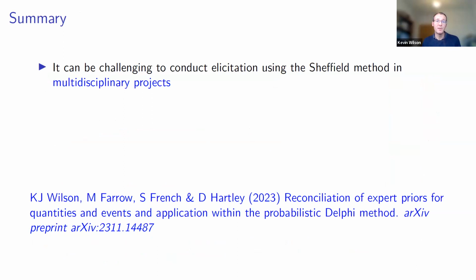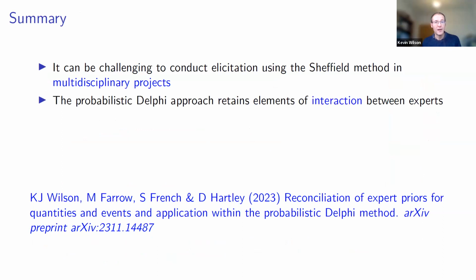Okay, so that's everything really. So in summary, it can be challenging to conduct elicitation using my preferred method, the Sheffield method, particularly in multidisciplinary projects where people have opinions, even though their opinions aren't often based on much. I quite like the probabilistic Delphi method because it retains lots of these elements of interaction between the experts while getting over some people's concerns about too much interaction between the experts.